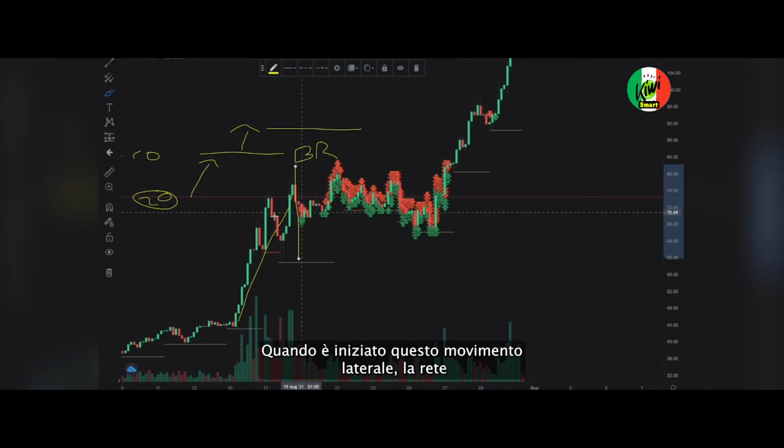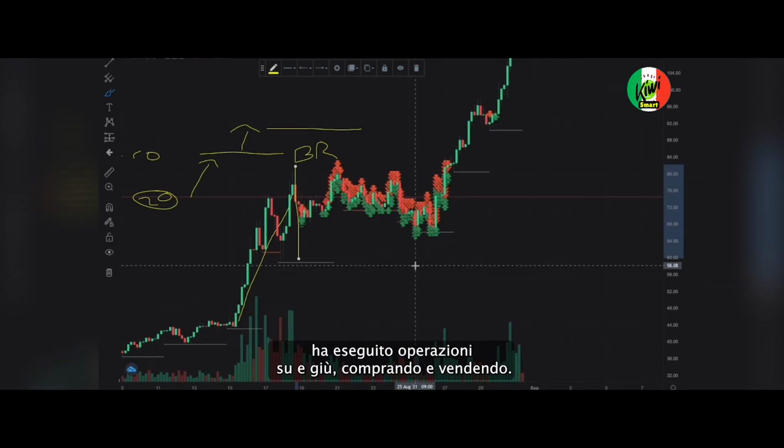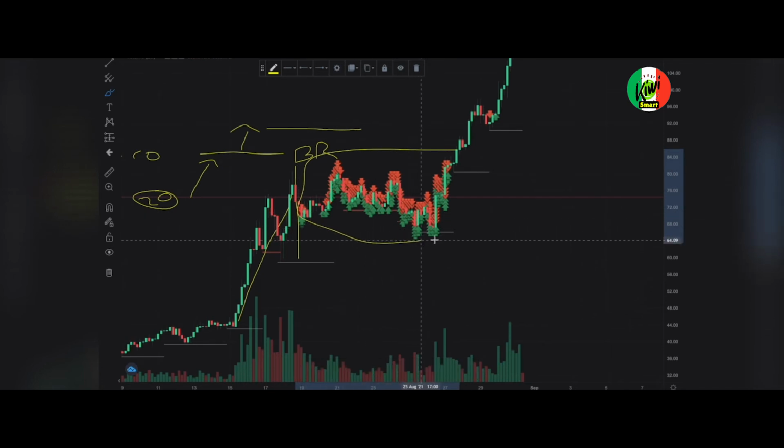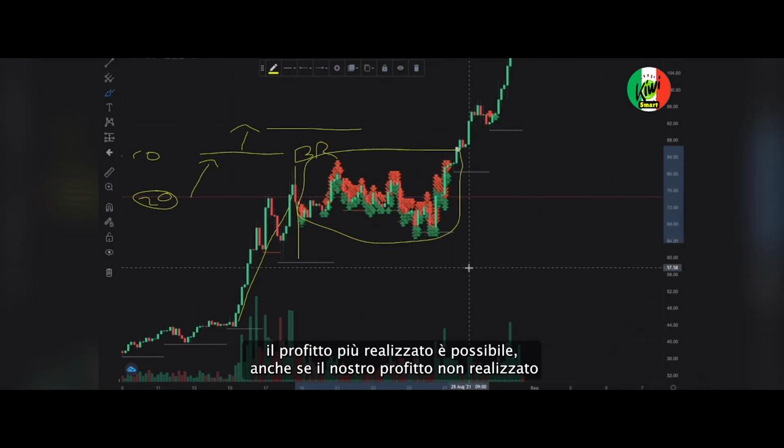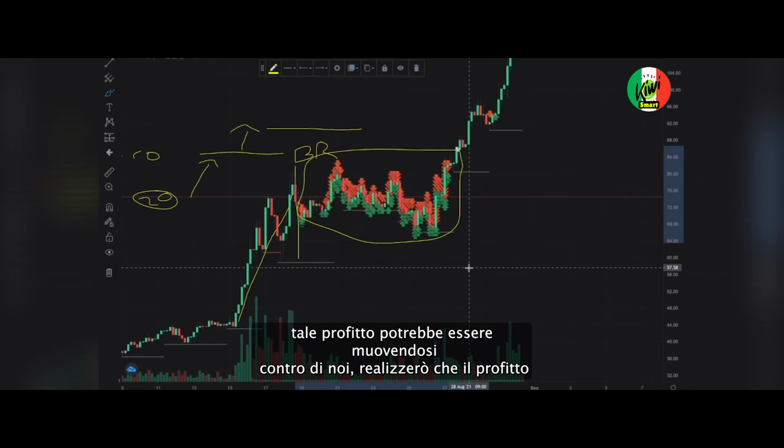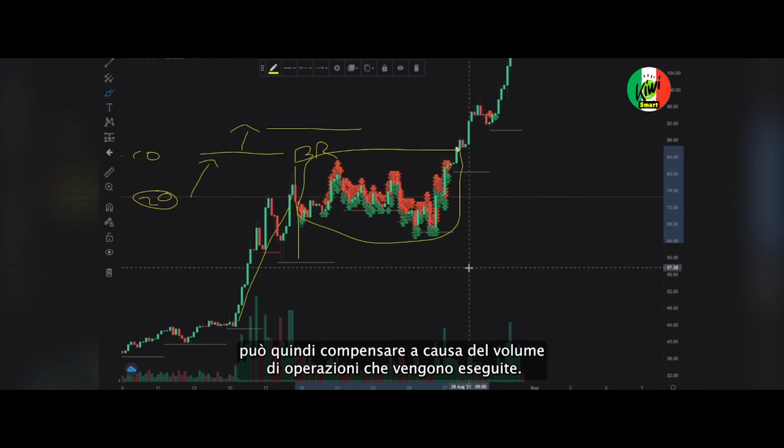As this sideways movement began, the grid will have been executing trades up and down, buying and selling in this large volume and sideways consolidation area, allowing us to capitalize on the most realized profit as possible, even if our unrealized profit and the profit of the market is not necessarily that big, or potentially when that profit could be moving against us, our realized profit can then offset it due to the volume of trades that are being executed.